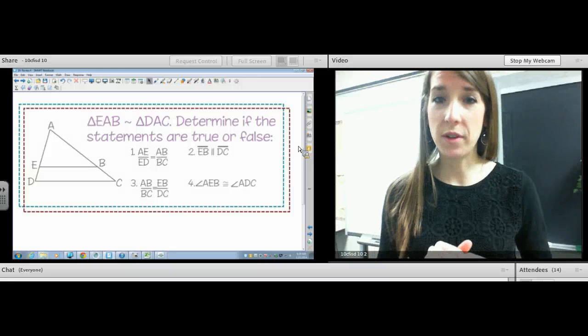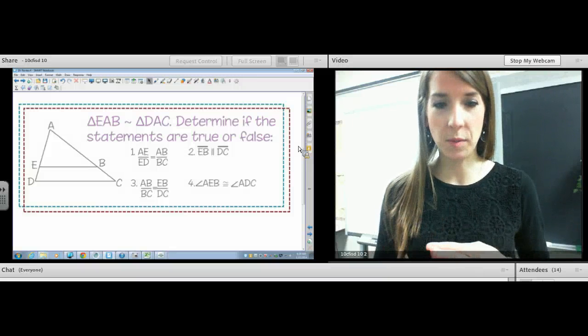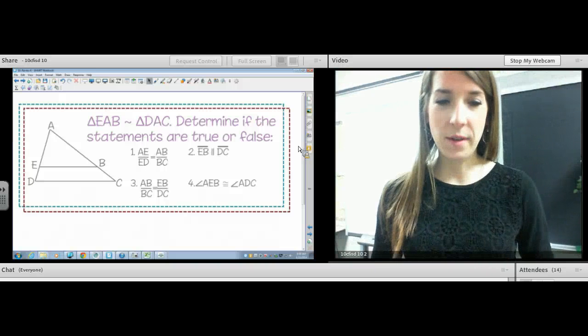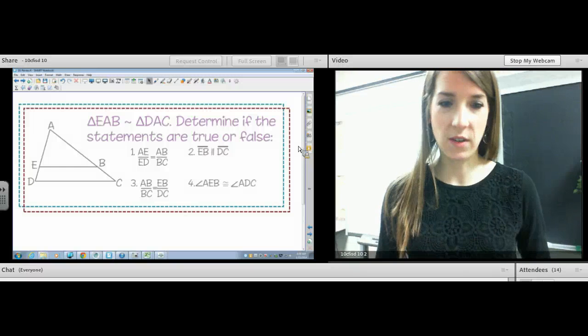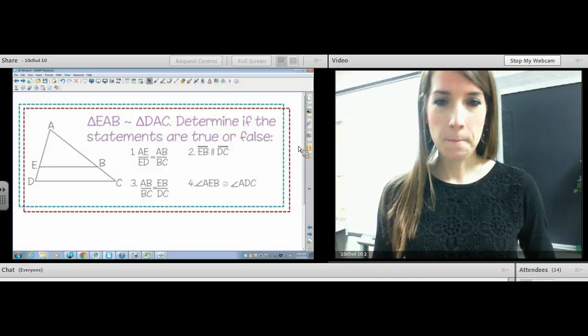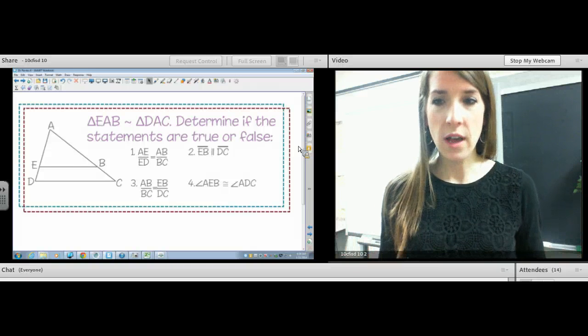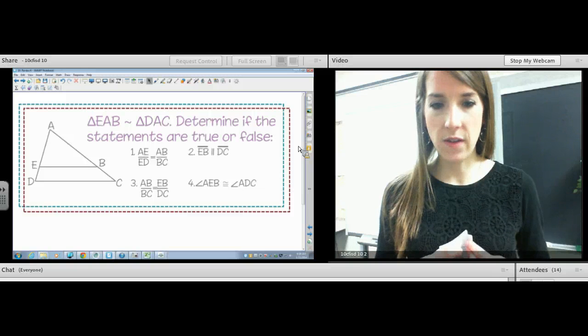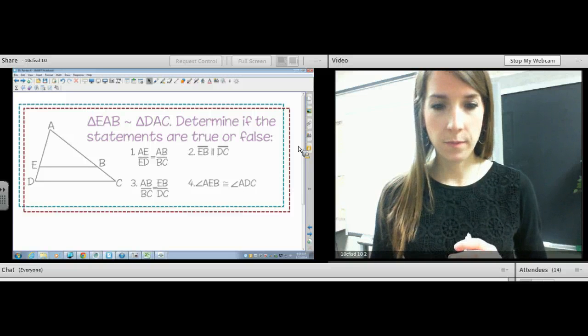If figures are similar, their angles are congruent, their sides are proportional. So those are the two biggest things you need to take away from this unit. And if their sides are proportional, there's always going to be a scale factor. And you find that by putting the second figure over the first figure.